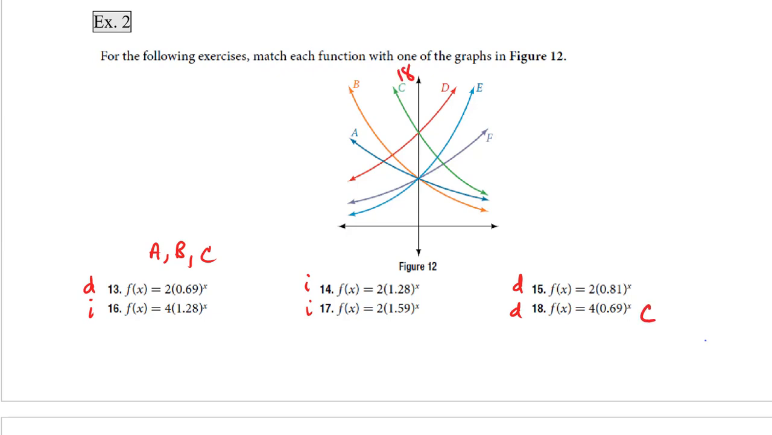So now we have to compare A and B. They both have the same y-intercept, but one is steeper than the other. We'll keep in mind that the smaller the base, the larger the values will be when x is negative.